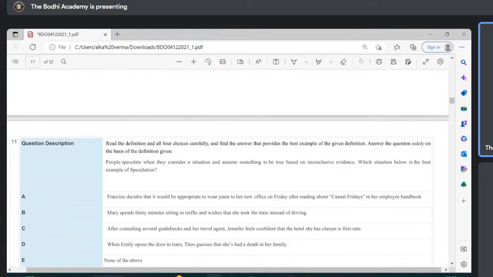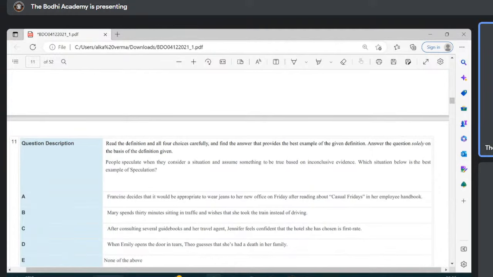Now, Mary spends 30 minutes sitting in traffic and wishes that she took the train instead of driving. This also is like decision making, that I should have decided to go by train instead of getting stuck in the traffic. So option B is also not feasible. Option C, after consulting several guidebooks and her travel agent, Jennifer feels confident that the hotel she has chosen is first rate. So this option C is about suggestions, that she asked someone, and after getting a suggestion from the guide, she booked the hotel. So this one is also not speculation.